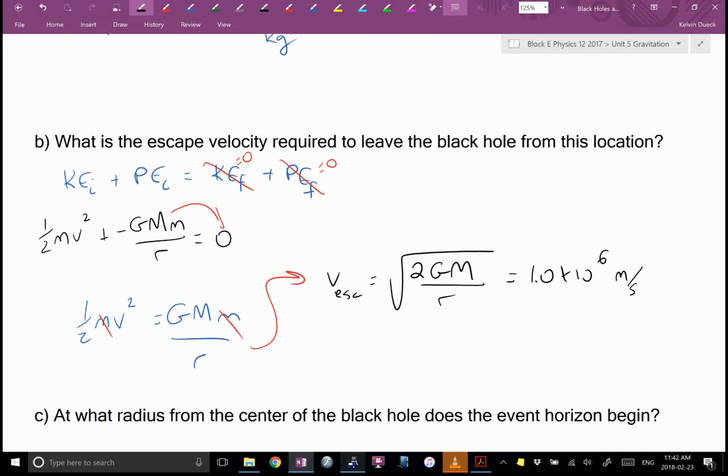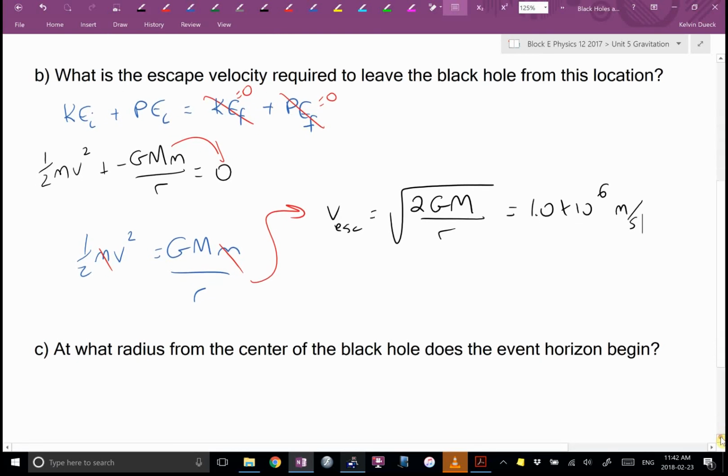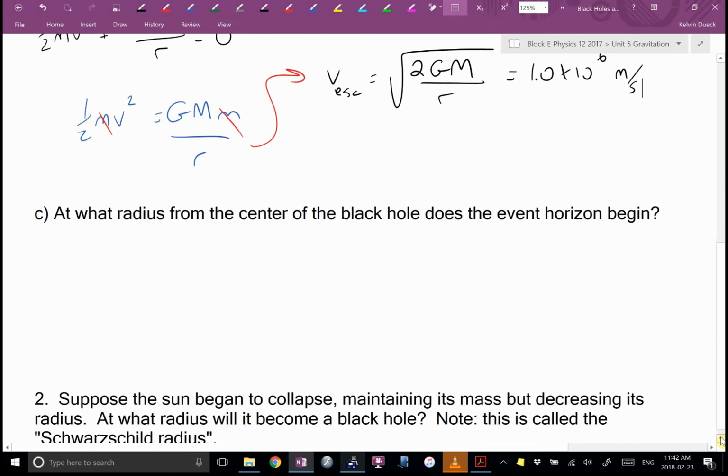So the event horizon is that spot where once you go closer than that, escape velocity is bigger than the speed of light. It's where no more light starts escaping the black hole. Further than that, you still have a theoretical chance of getting away. Light can get away. Closer than that, you're out of luck. So C says, at what radius from the center of the black hole does the event horizon begin? To solve it, we're actually going to start with our escape velocity equation.